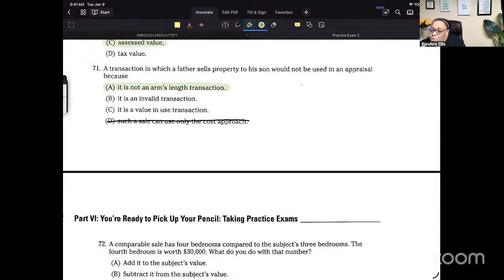the reason why it sold, or the things that affected that property's sales price, is not what's going to be available to everybody. So in this case, of course, a father is not going to sell to his son at the same price he would sell to a stranger. The son probably is getting better terms.